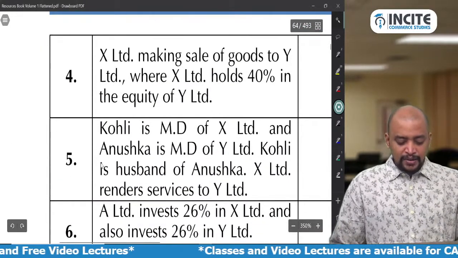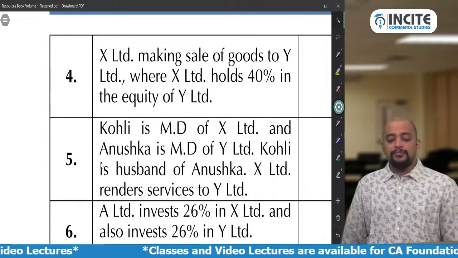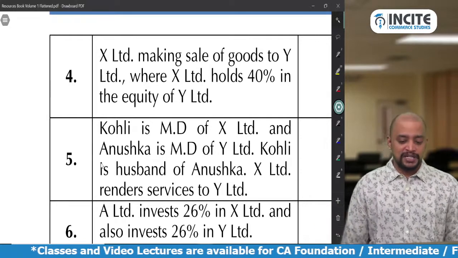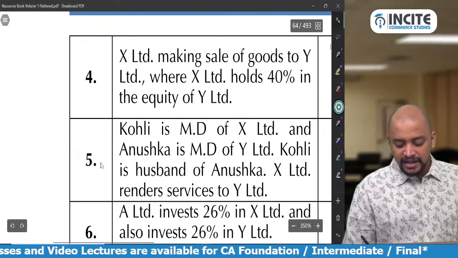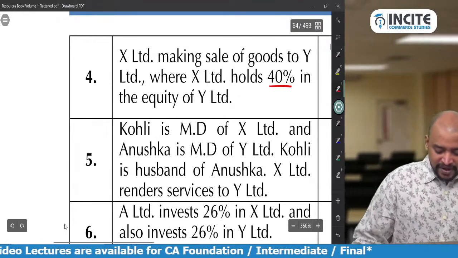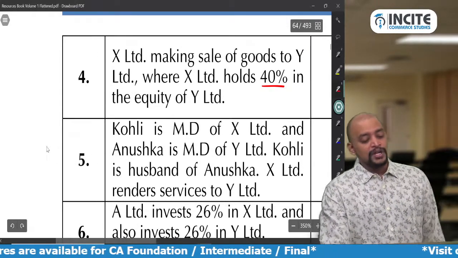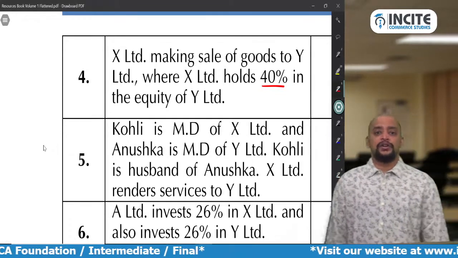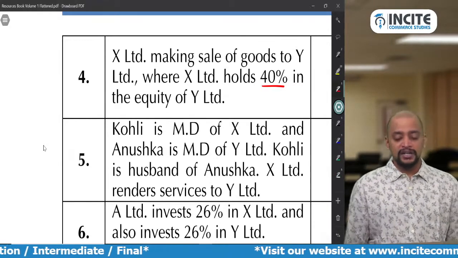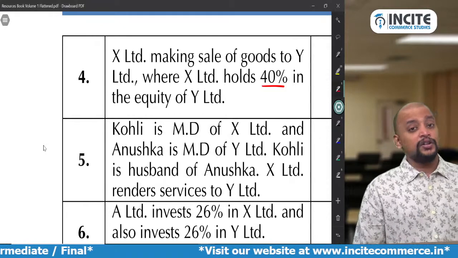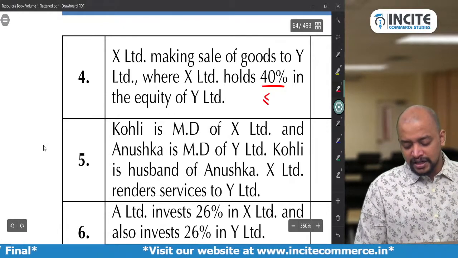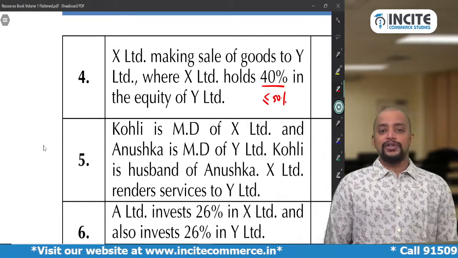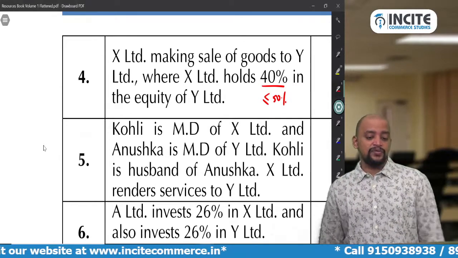Then next, point number 4. X Limited making sale of goods to Y Limited, where X Limited holds 40% in the equity of Y Limited. Sir, 25% is there, sir. Therefore, they are related. 25% is there, therefore they are related. No. So 25% is applicable only when there are 3 parties, 2 companies having the common shareholder. Here there are 2 entities, X Limited and Y Limited. So 40% is not greater than 50%. It is less than or equal to 50%. So it is not control. Control is not there. So due to that reason, it's not a related party transaction between them.